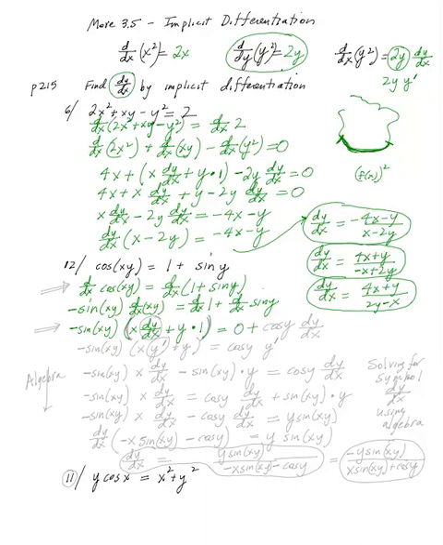The derivative with respect to x of sine y. Now remember, y is a function of x. So I've got an outside function and an inside function. The derivative of the outside is cosine y. The derivative of the inside is dy dx.